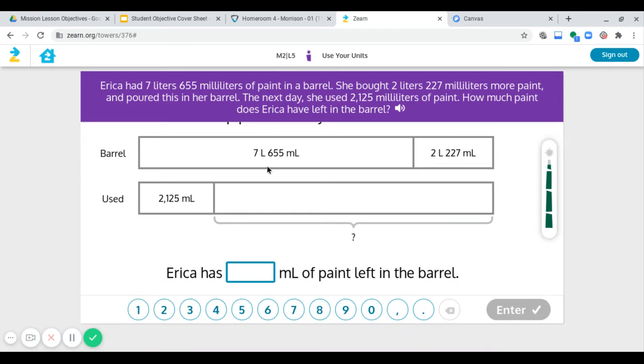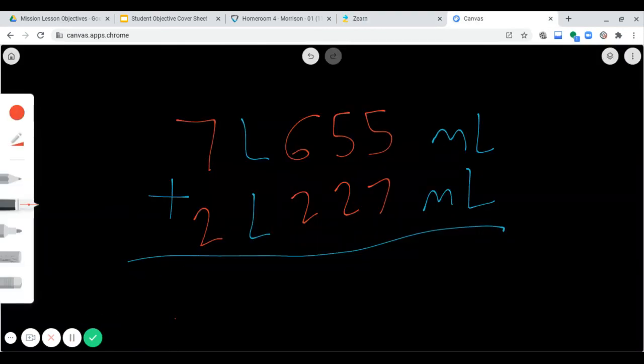So the first thing I want to do is figure out what my barrel total is going to be. Because I want to figure out, okay, what is that barrel altogether? So I'm going to add 7 liters, 655 milliliters, plus the 2 liters, 227 milliliters. I'm going to add those two first. And I'm not going to even convert them right now because I don't need to at this point.